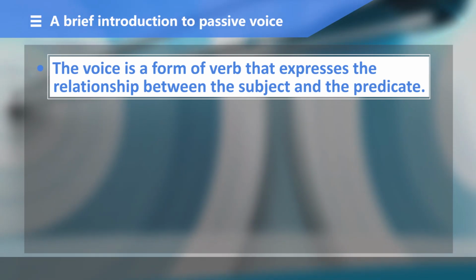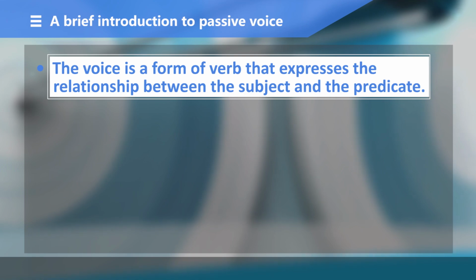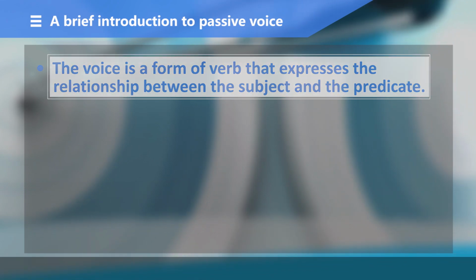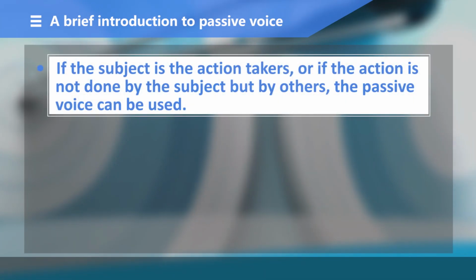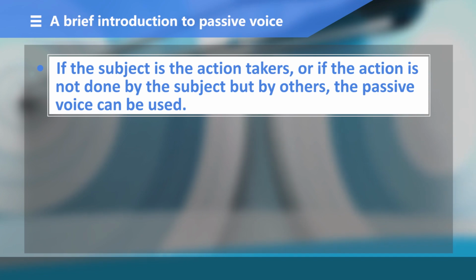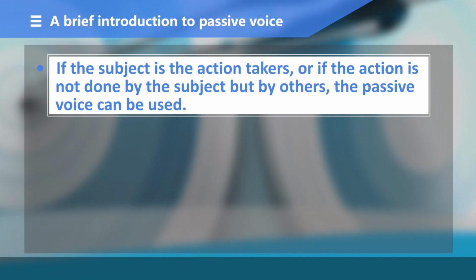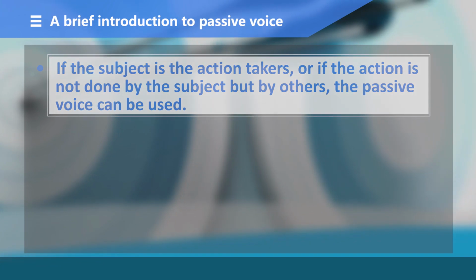The voice is a form of a verb that expresses the relationship between the subject and the predicate. If the subject is the action taker, or if the action is not done by the subject but by others, the passive voice can be used.